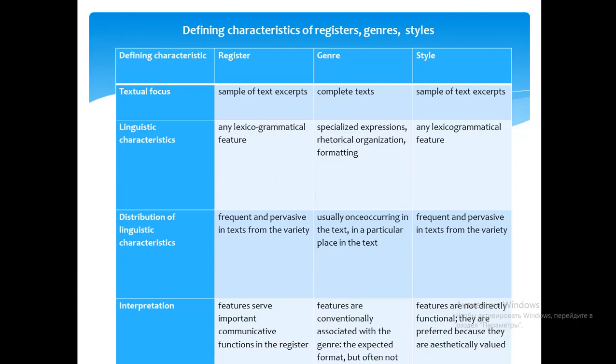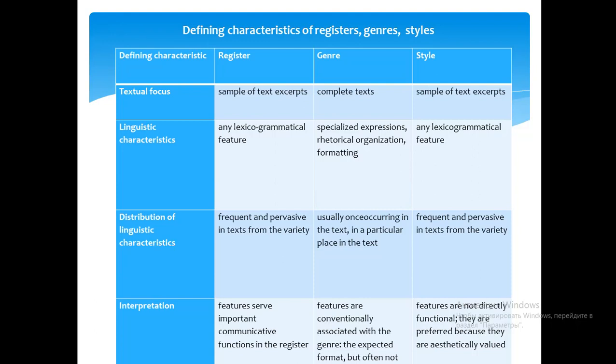In contrast, any text sample can be analyzed from a register perspective, considering the typical linguistic features associated with the situational context. These linguistic features occur throughout texts from a register, and so complete texts are not required to analyze register characteristics. Complete texts that are analyzed from a genre perspective can also be analyzed from a register perspective.